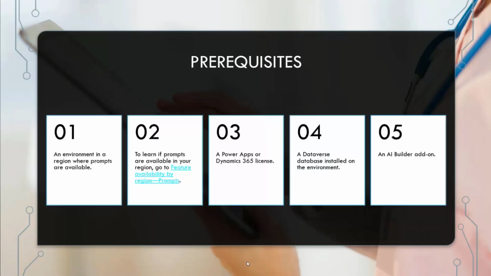Let's quickly evaluate what the prerequisites are if I want to use AI Hub and draft my custom prompt. One, you need an environment in a region where prompts are available. Two, you need this feature, which is available as part of preview right now, to be enabled. A valid Power Apps or Dynamics 365 license, definitely. If you're going to deal with Dataverse, then Dataverse has to be installed as part of that environment, and an add-on license, which is AI Builder. These are the prerequisites which you will need before you go ahead and start creating your prompts.